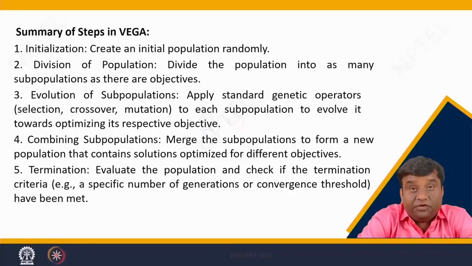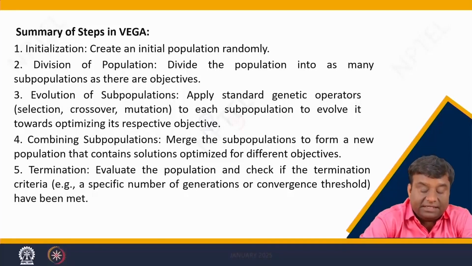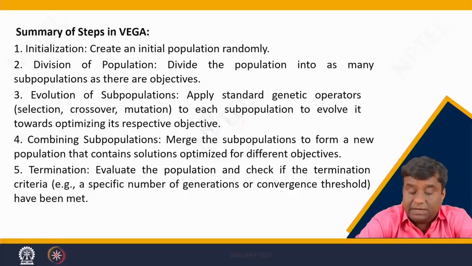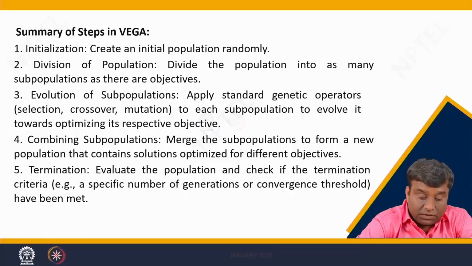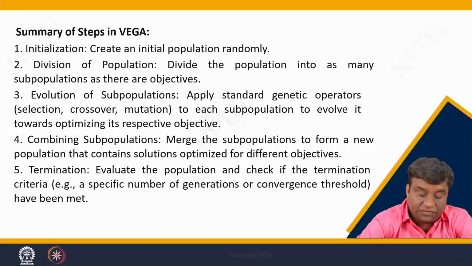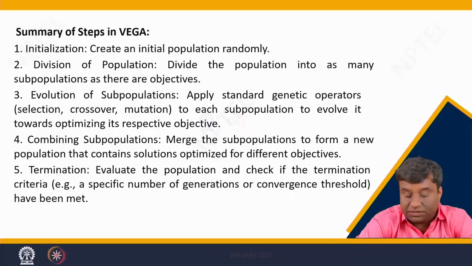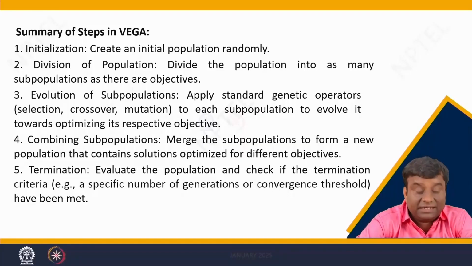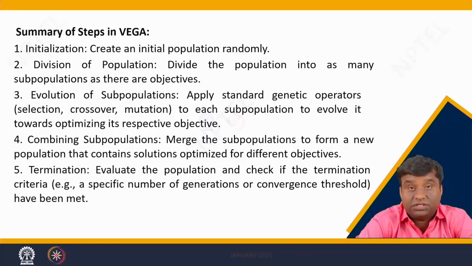Summary of the steps of VEGA. The first step is initialization: create an initial population randomly. Second is division of the population: divide the population into as many subpopulations as there are objectives. Step 3, evaluation of subpopulations: apply standard genetic operators like selection, crossover, and mutation to each subpopulation and evolve it towards optimizing its respective objective.